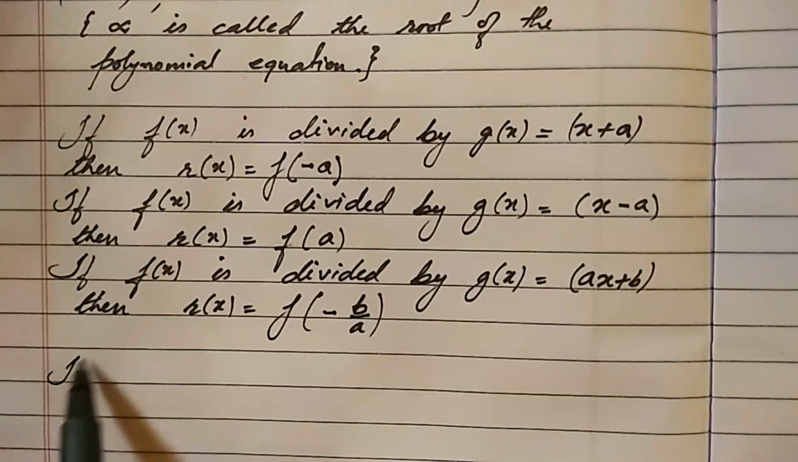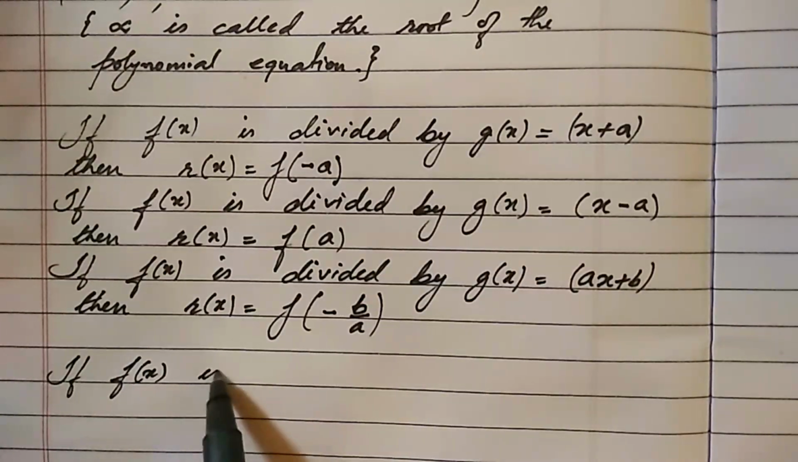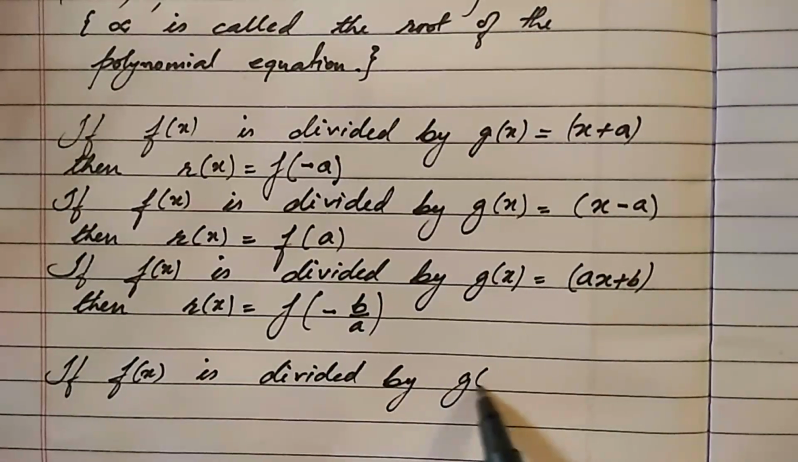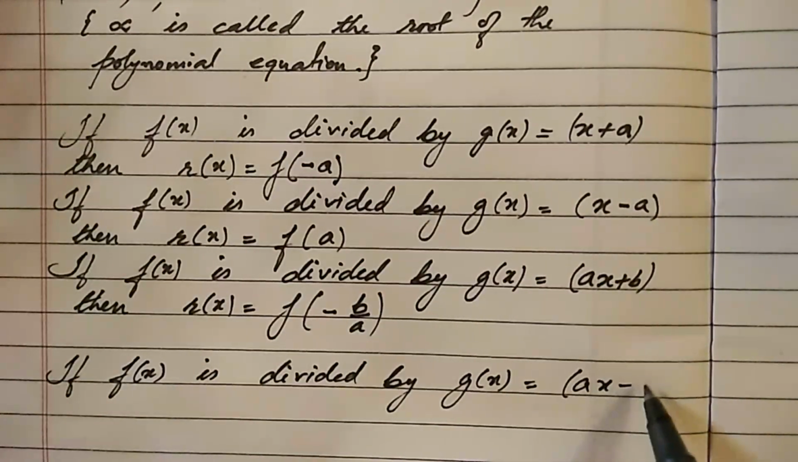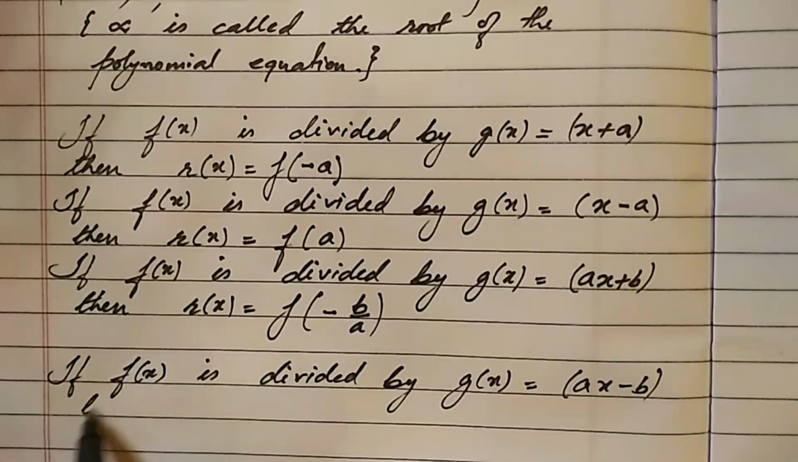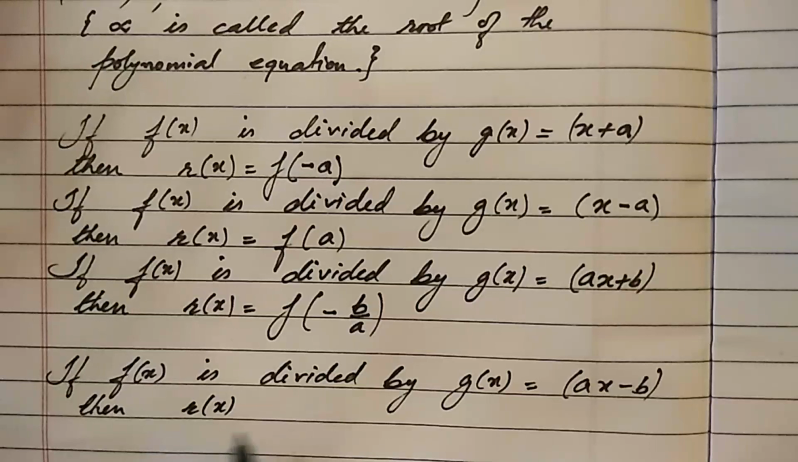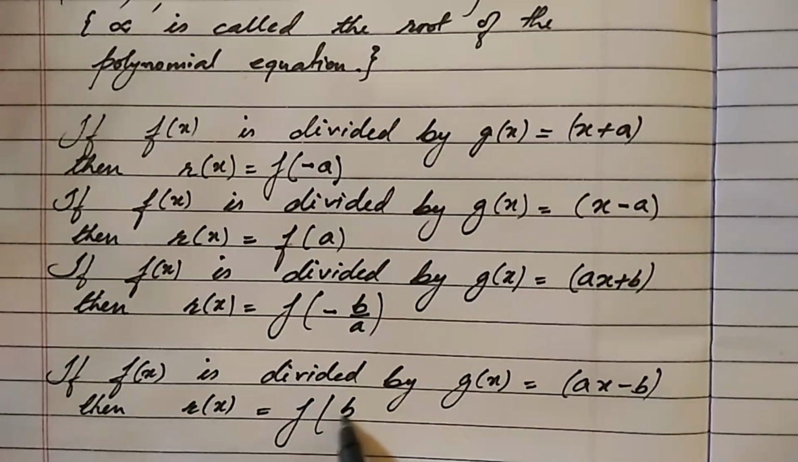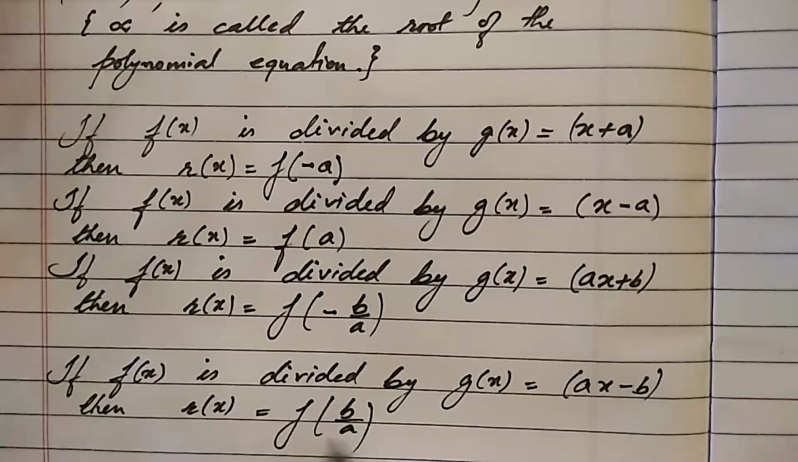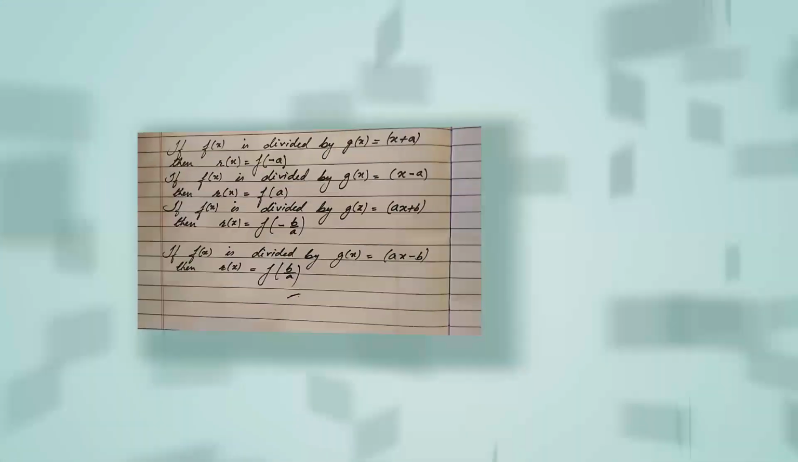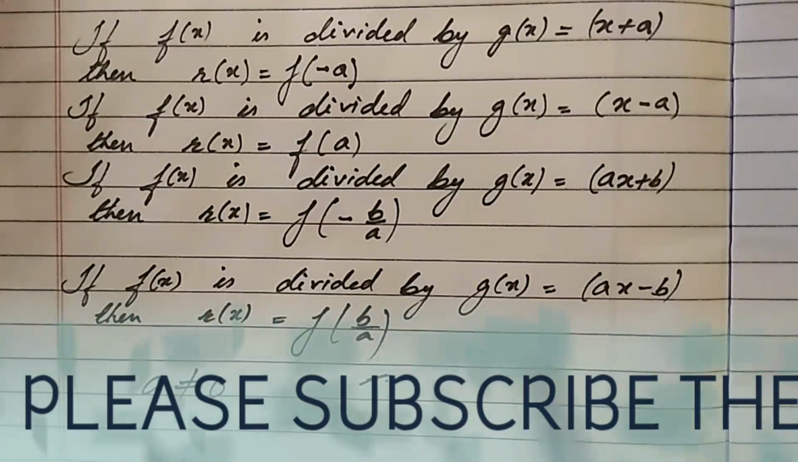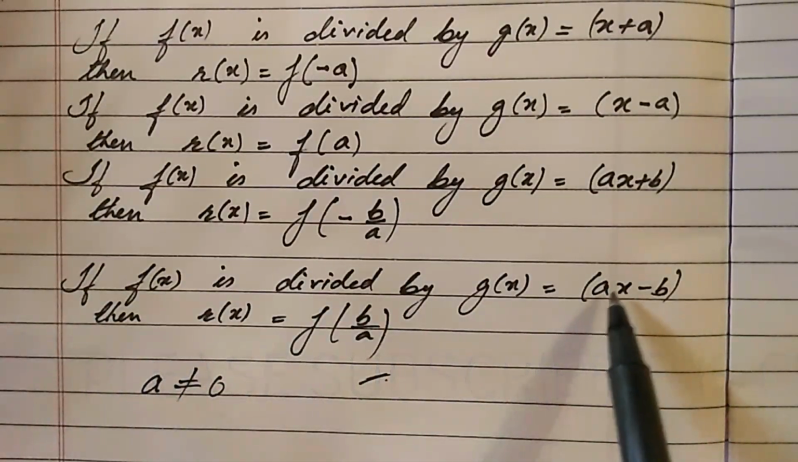So if f(x) is divided by a polynomial g(x) equals ax minus b, then r(x) can be obtained using the remainder theorem by simply replacing all the values of x in f(x) by b upon a. So when we have negative here, we write positive here. Remember, in the last two cases, a cannot be equal to 0. If a is 0, then this entire term becomes 0.